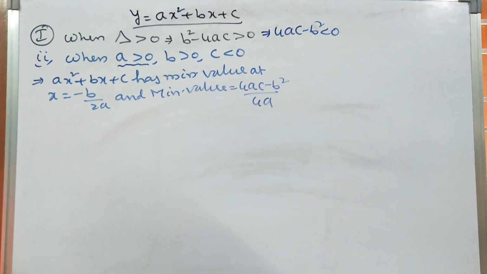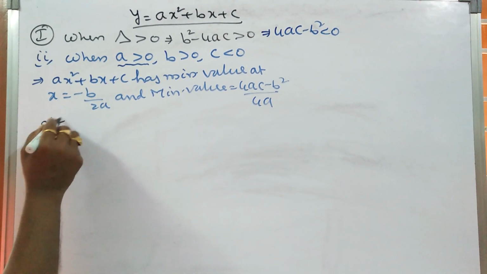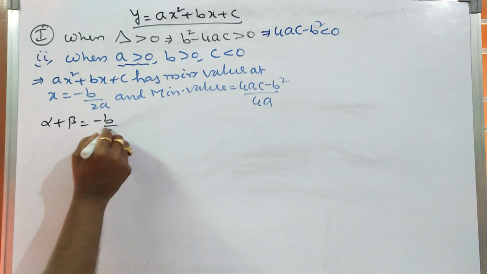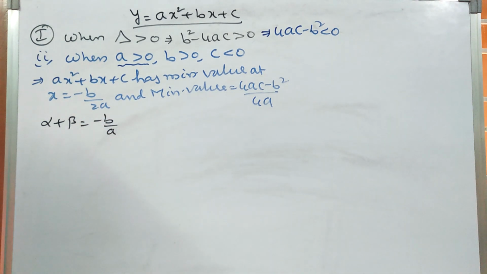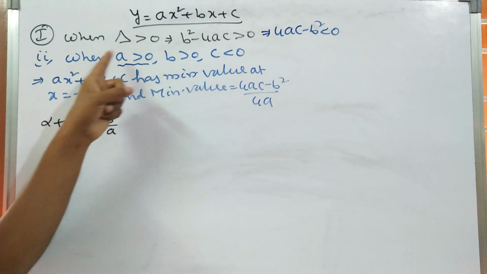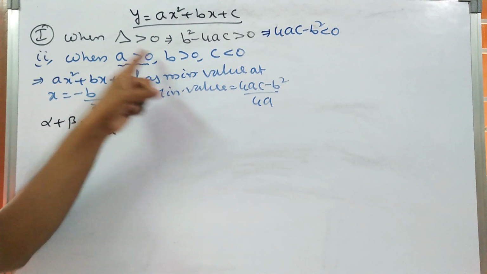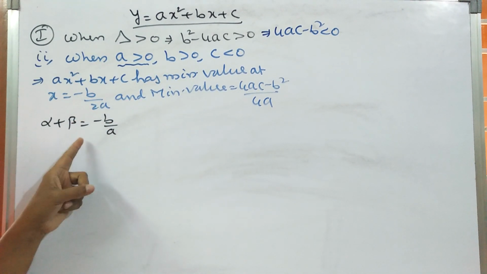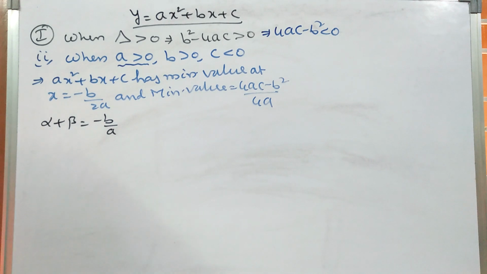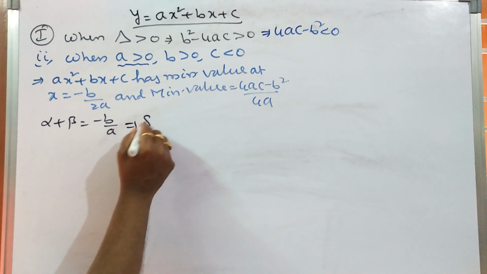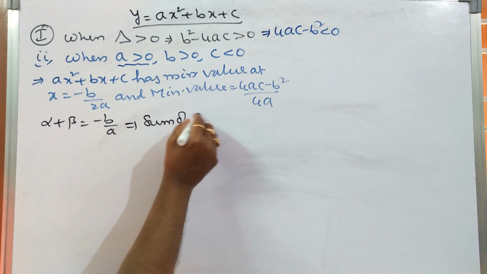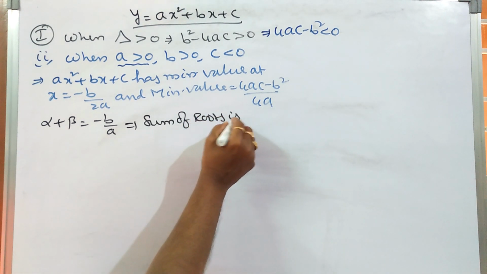Let us find where the vertex will be and how the roots will be. Alpha plus beta is equal to minus b by a. Here b is positive, a is also positive, so b by a is positive and minus b by a is negative. That implies the sum of roots is negative.